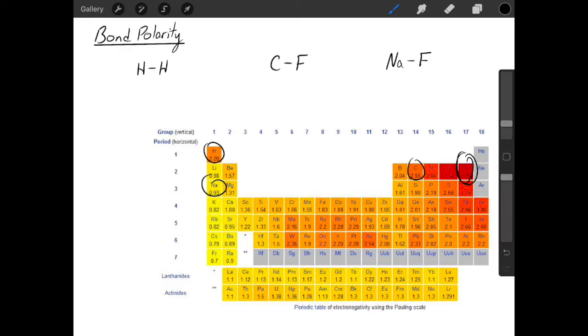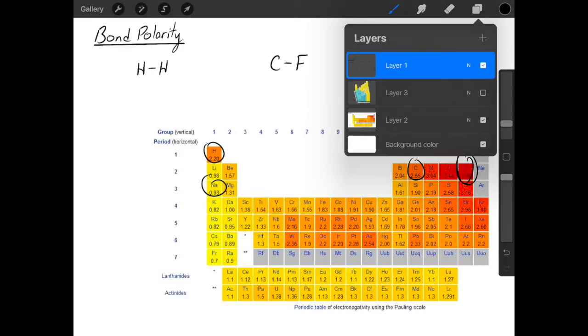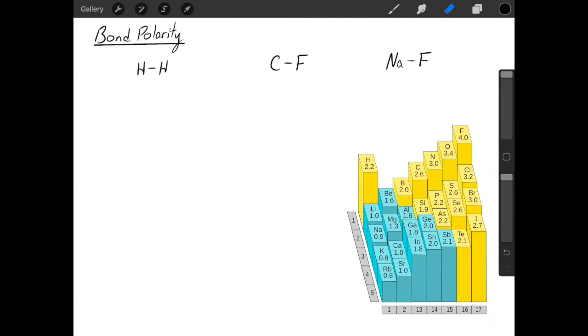And for the sake of visibility, I'll use a slightly different version of this chart. Hydrogen's electronegativity is 2.2. So the difference between hydrogen and hydrogen is 2.2 minus 2.2. So there's a 0 difference in electronegativity between hydrogen and hydrogen, implying that the electrons are going to be shared evenly between those two atoms. And if we look at carbon and fluorine, the difference is between fluorine's 4.0 and carbon's 2.6. And that's a difference of 1.4.